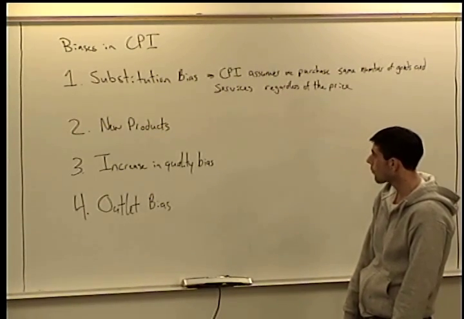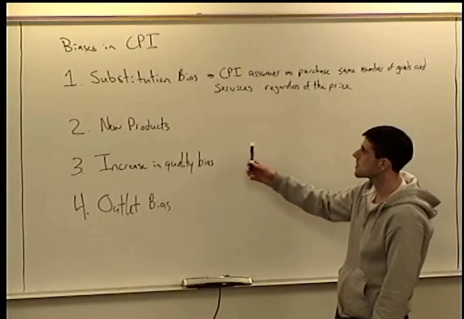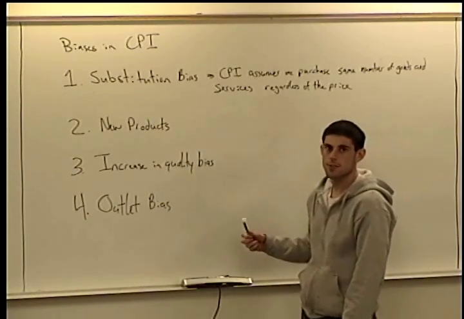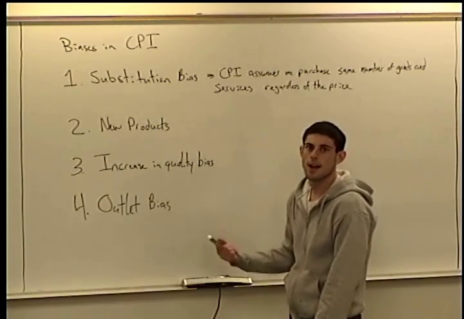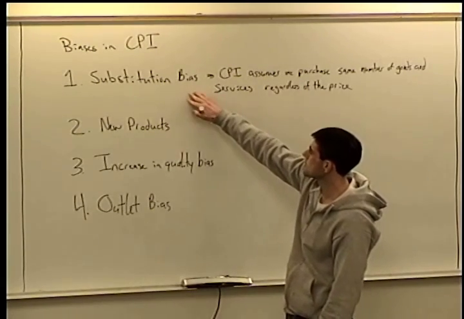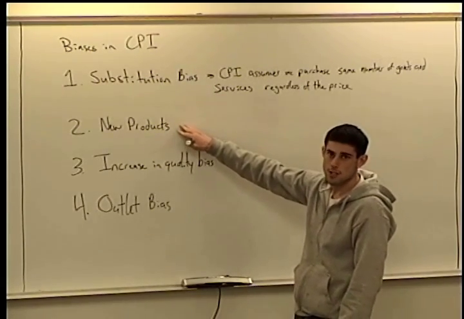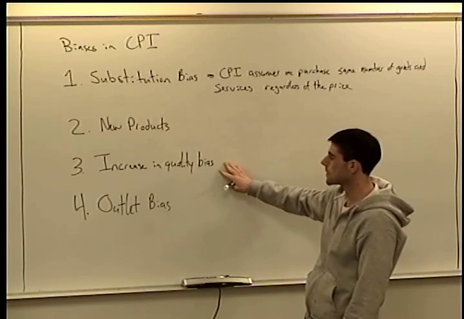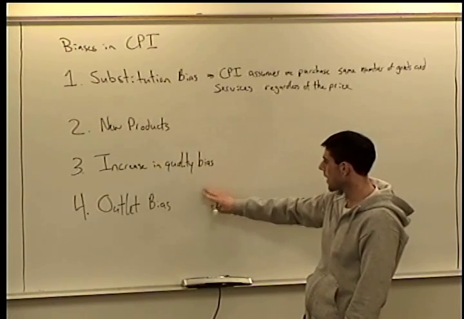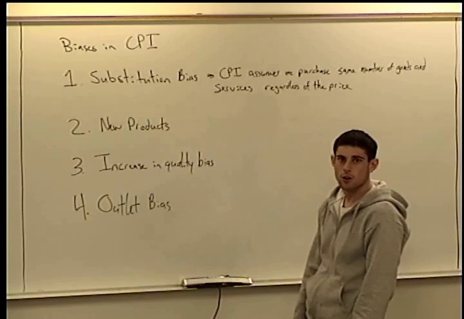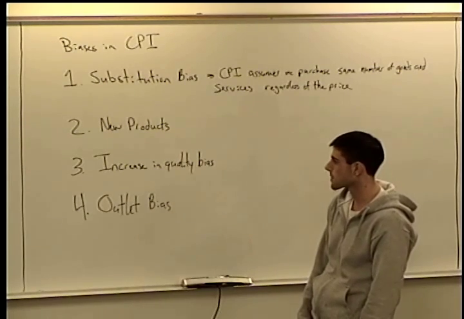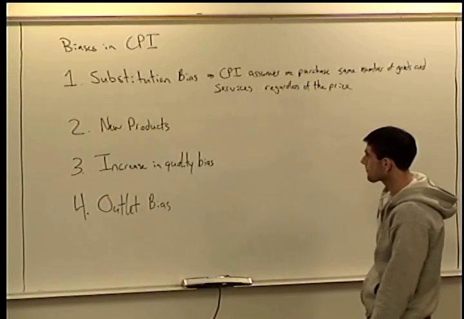Okay, so overall the CPI tends to bias, or it tends to make inflation look worse for consumers than it actually is because consumers substitute away. New products tend to fall in price. We tend to see increases in quality. And then consumers also buy at outlet or wholesale or online as compared to in retail stores.